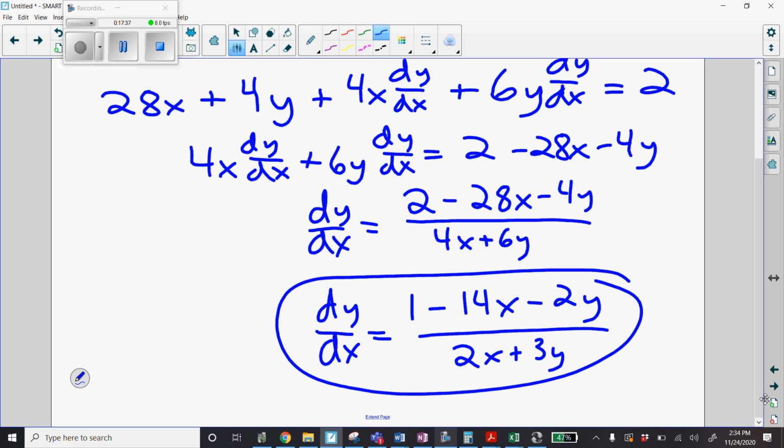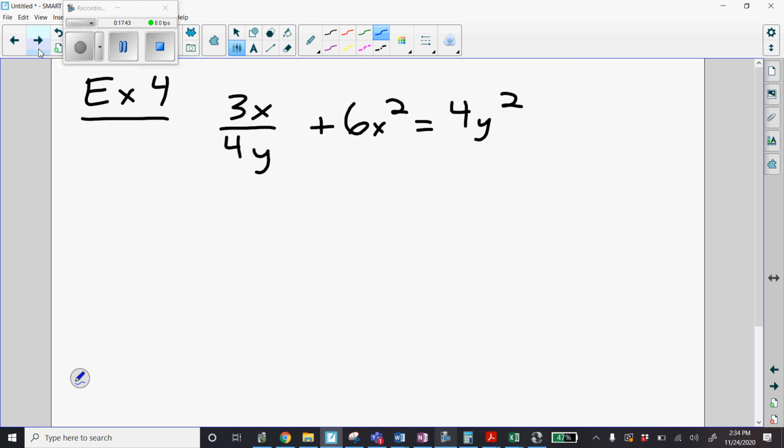Great. So let's take a look at another one. I think it was the last one. So here I have 3x over 4y plus 6x squared equals 4y squared. Okay. So when I take a look at this one, hopefully you're seeing that this is going to be a quotient rule because I have a function 3x divided by another function 4y.